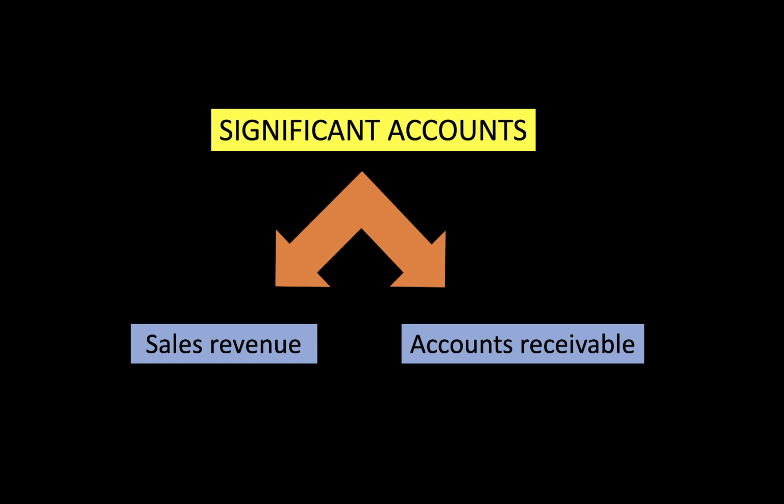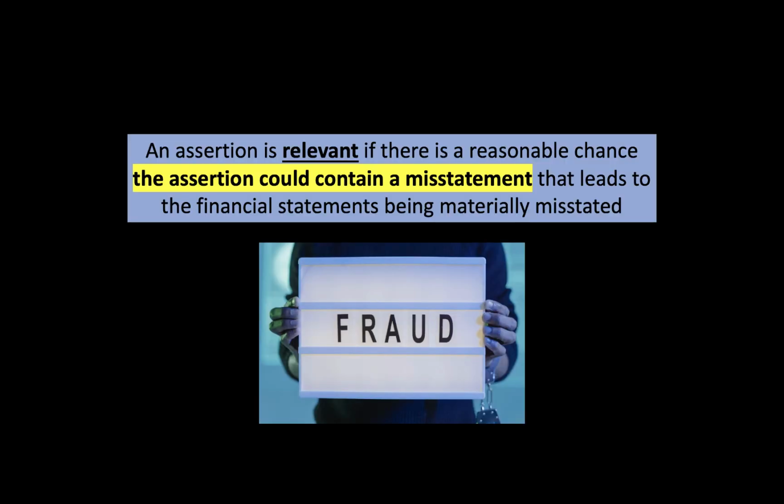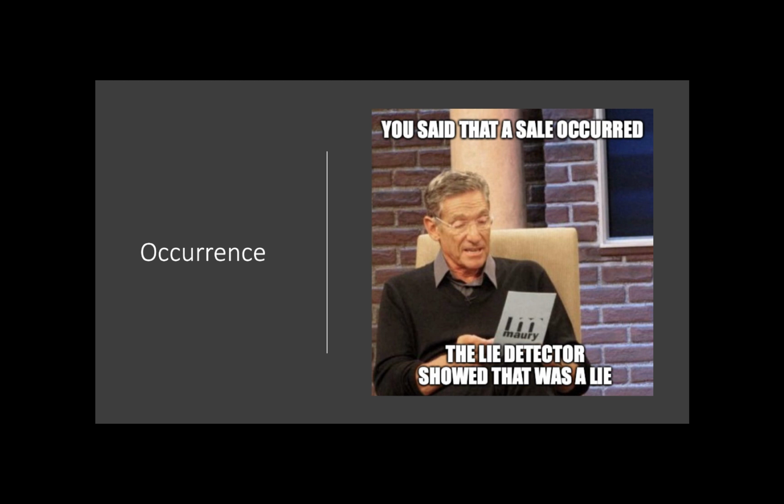Accounts receivable will usually be a significant account as well, with limited exceptions. For example, a company that has a small, immaterial accounts receivable balance. After identifying the significant accounts, such as sales revenue and accounts receivable, the auditor should identify the relevant assertions being made by the company's management. Now, what does it mean that an assertion is relevant? It means there's a reasonable chance the management assertion could contain a misstatement that leads to the financial statements being materially misstated. For example, occurrence is a relevant assertion when it comes to sales revenue.